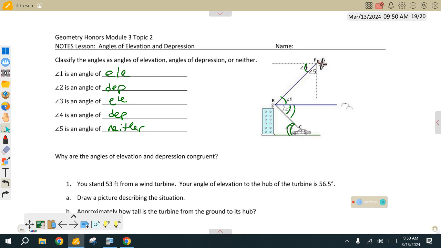Or if I'm staring at the top of the building and I lock eyes with somebody in the car, and I look down at that car, again, we lock eyes. That angle was 2 and 3. Those are congruent to one another. Anybody can tell me why? Why are those congruent to one another?